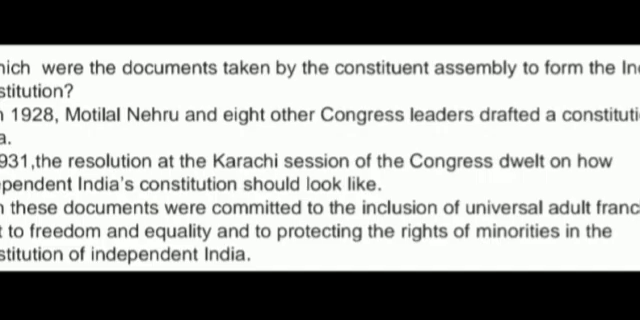Next question: which were the documents taken by the Constituent Assembly to form the Indian Constitution? Answer: in 1928, Motilal Nehru and 8 other Congress leaders drafted a constitution for India. In 1931, the resolution at the Karachi session of the Congress dwelt on how independent India's constitution should look like. Both these documents were committed to the inclusion of universal adult franchise, right to freedom and equality, and to protecting the rights of minorities in the Constitution of Independent India.